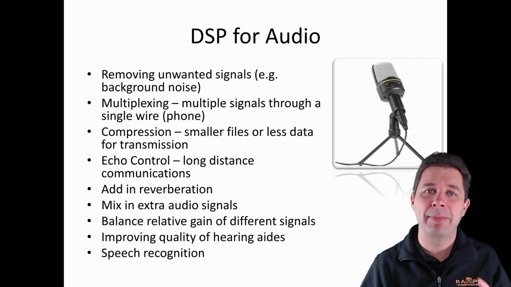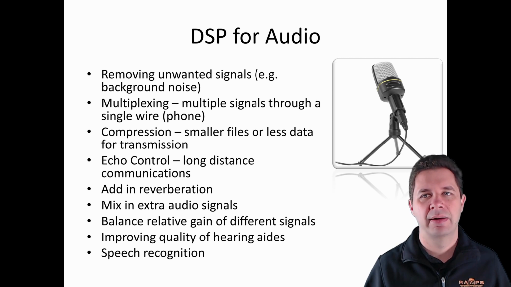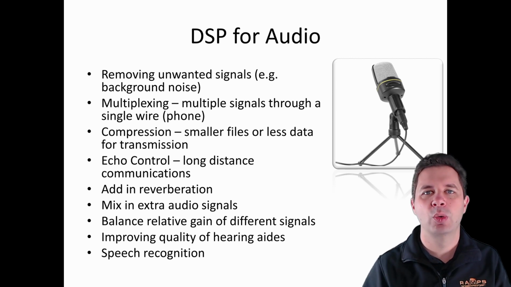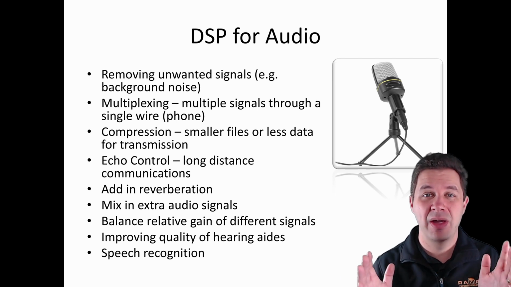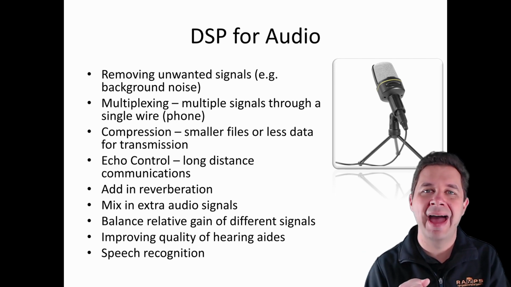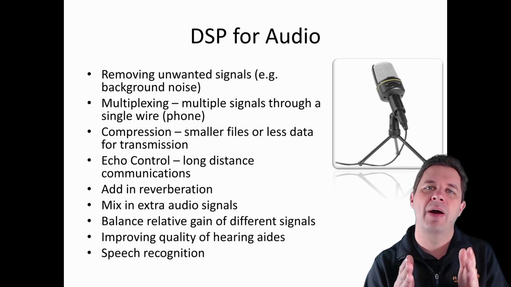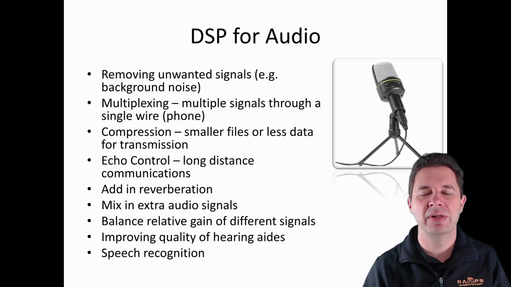Having said that, there's lots of applications of DSP in improving our signals in some way. For example, when we're talking about audio, we might be removing unwanted signals, background noise or hum or something like that in the signal. We can use DSP for multiplexing signals. For example, if we've got a single wire or a single pair of wires and we want several phone conversations to go through that one wire, we can multiplex them over time or over frequency bands.